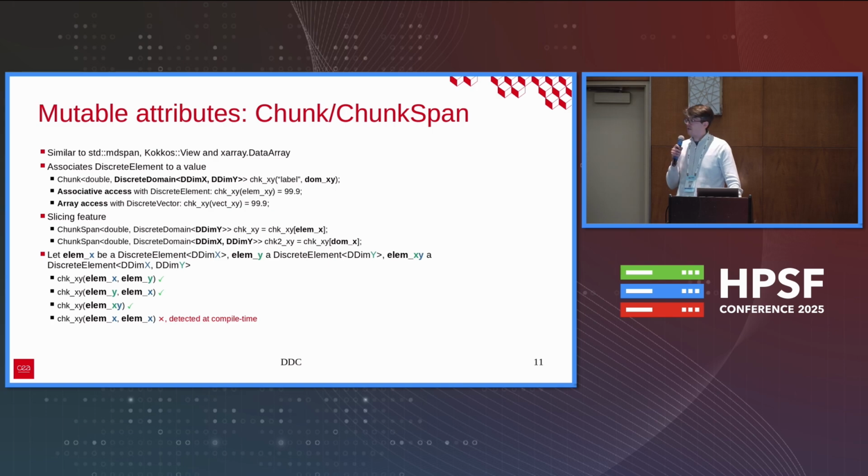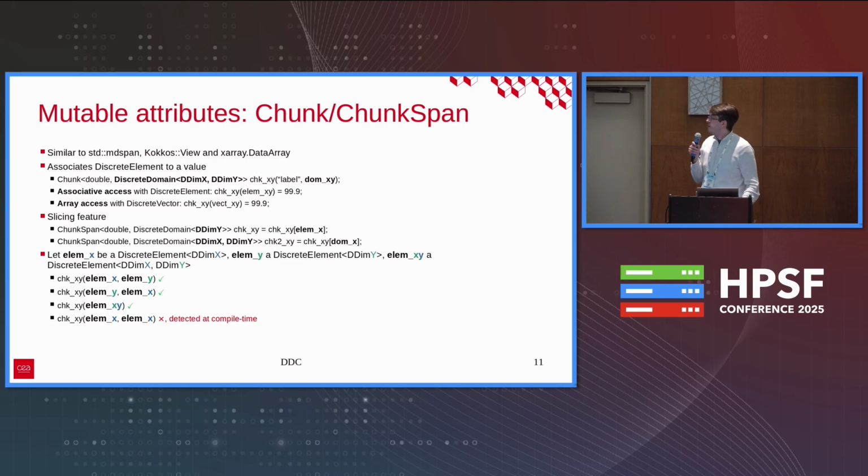We have some slicing features, similarly to mdspan or Kokkos view, where we have a bracket operator that is overloaded to represent the slicing. So we can slice with a discrete element, that will remove a dimension, or a slicing over a discrete domain that will shrink the container. And we get back here a chunk span because it is now a non-owning container.